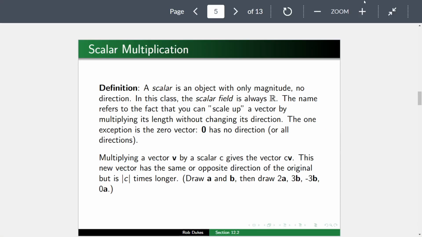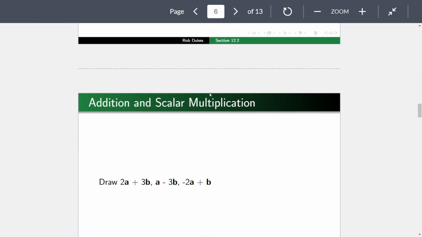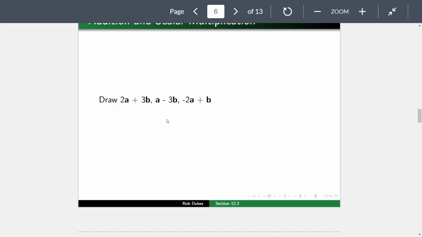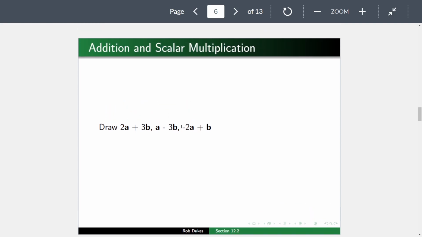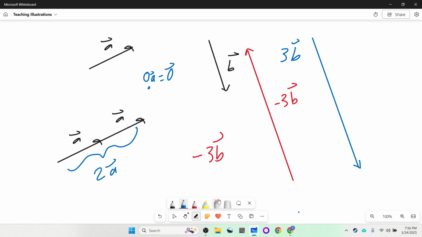Alright. So, we can combine these things now. Let's do some of this. 2A plus 3B, A minus 3B, or negative 2A plus B. So, our order of operations from algebra still holds. We do multiplication before we do addition. So let's undo that. Get my base vectors back. 2A plus 3B. Okay, so we've got a 2A here.